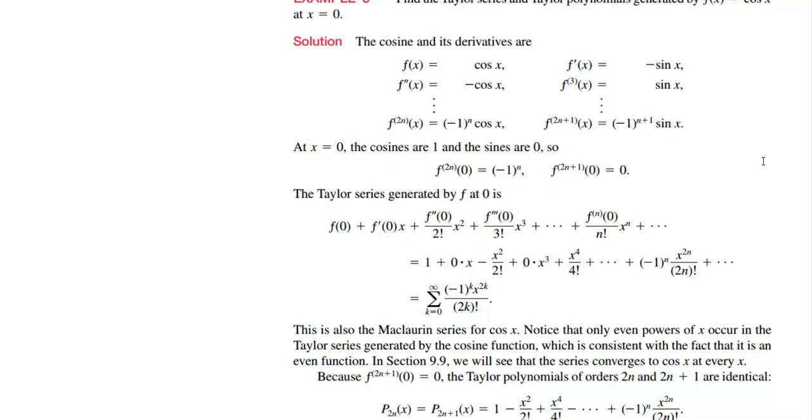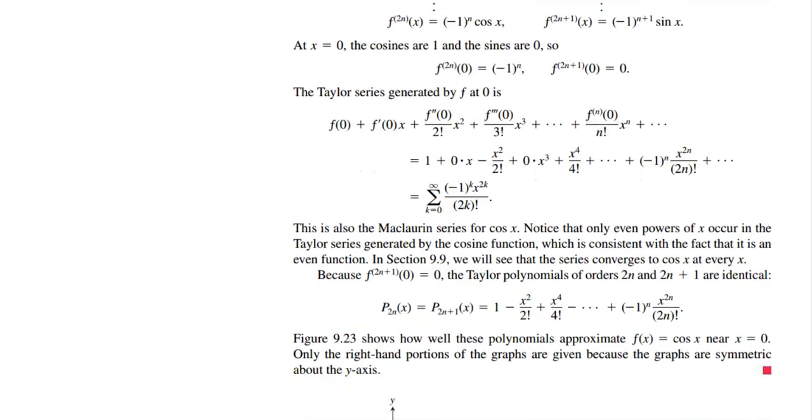Notice that only even powers of x show up in the Taylor series generated by the cosine function. And that's consistent with the fact that it is an even function. We're going to see in section 9.9 that the series converges to cosine of x at every x. Because the 2n plus 1th derivative at 0 is just 0, the Taylor polynomials of order 2n and order 2n plus 1 are identical, right? So p2n of x is p2n plus 1 of x, which is 1 minus x squared over 2 factorial, plus x to the fourth over 4 factorial, plus, right? Plus minus, I should say, which is plus negative 1 to the nth power times x to the 2nth power over 2n factorial.